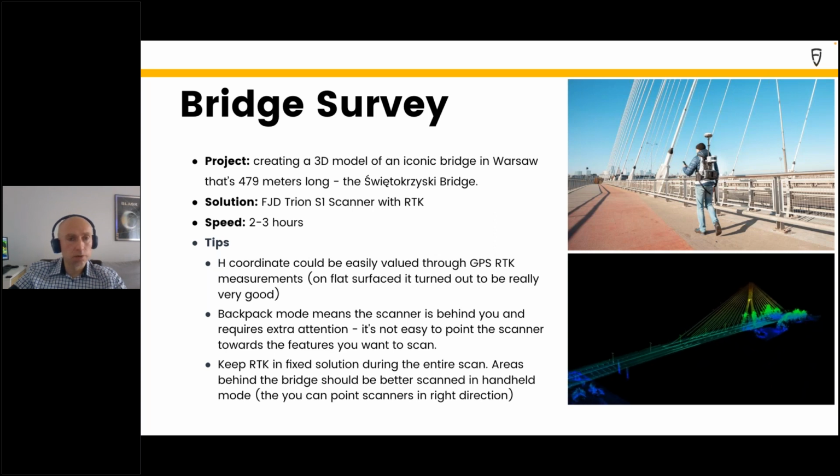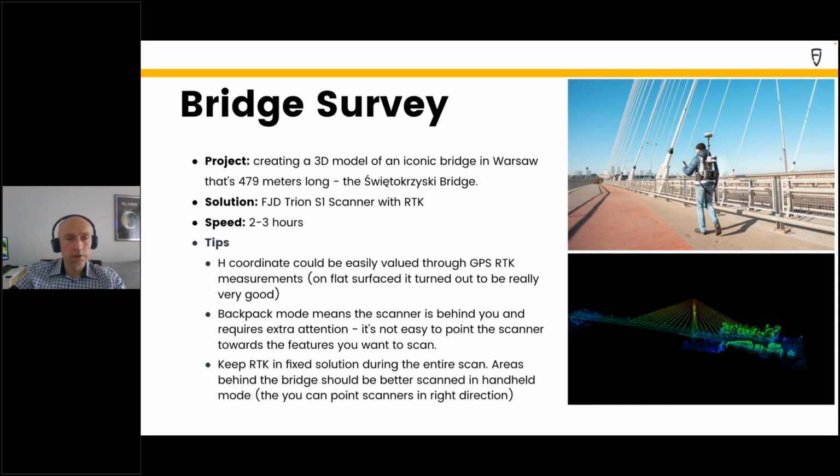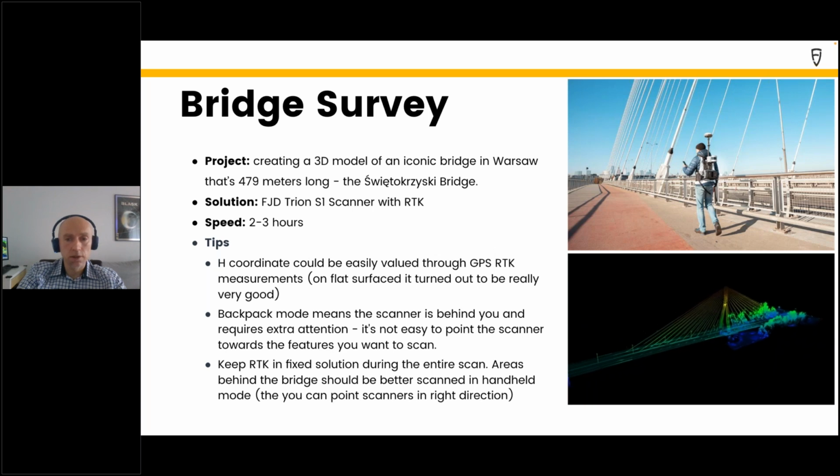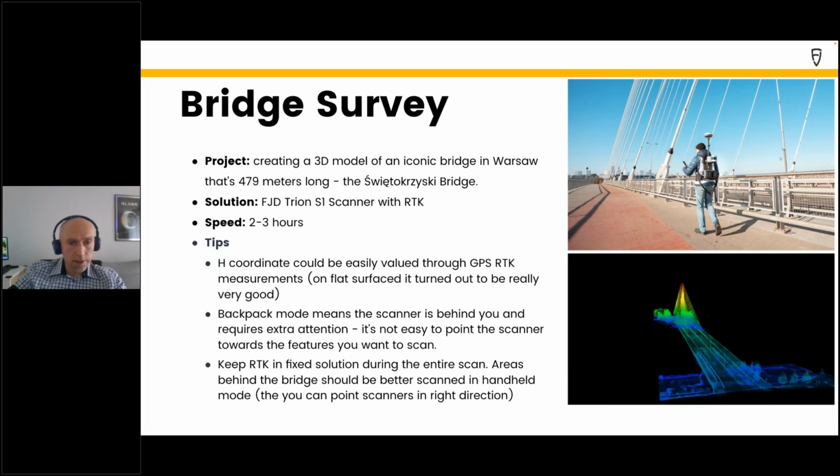You just import a TXT file and the Trion Model shows you H, your height deviations. This is a really nice feature, which I like very much. Why did it take 2 or 3 hours?